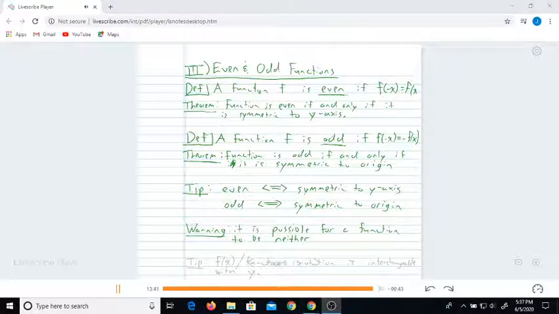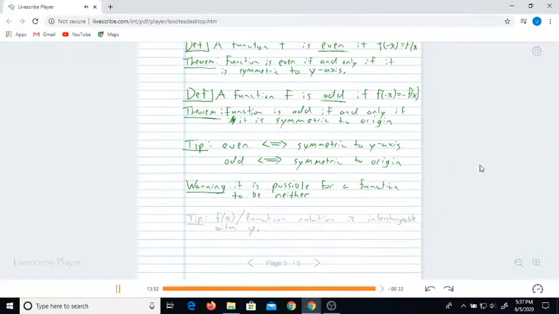Even just means symmetric to y-axis. We talked about that in the very first lecture in Unit 2. Odd means symmetric to origin. We talked about that in the very first lecture. The only tip I can write here is keep in mind f of x, function notation, is interchangeable with y. So what that means is determining if a function is even or odd is no different than determining its symmetry.